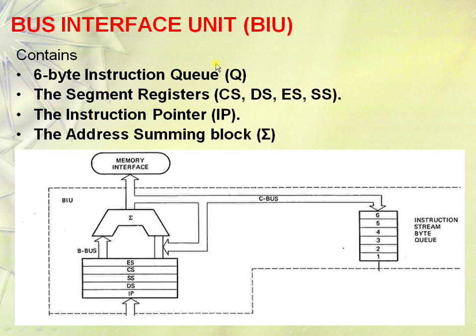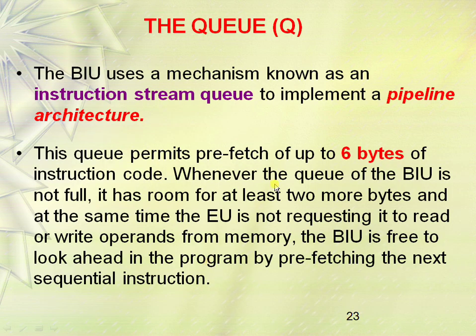Now let us see the bus interface unit. Inside this bus interface unit, we have an instruction byte queue along with segment registers and an adder. Out of these three, let us see the instruction byte queue, and in the next session we'll discuss the segment registers. BIU is mainly responsible for implementing the pipeline architecture, because it is initially fetching all the instructions and holding them. Those instructions are then retrieved by the execution unit for performing the execution.